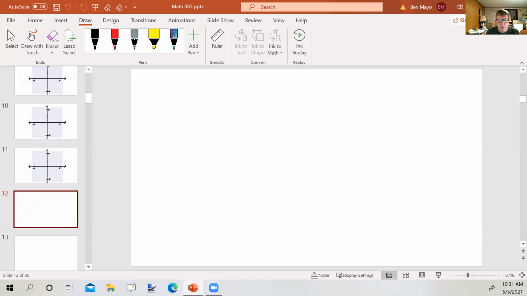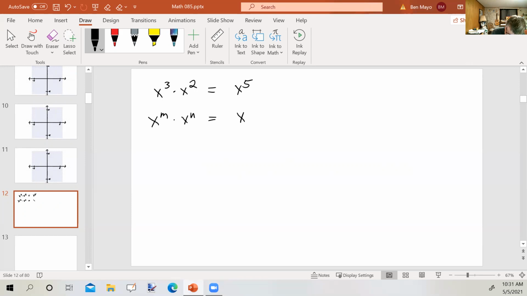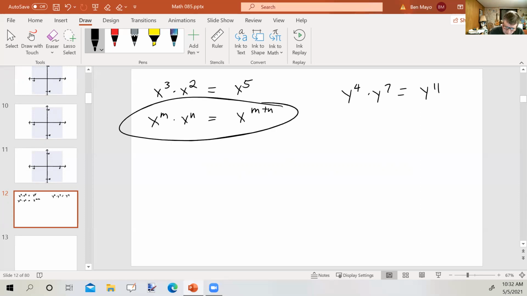Anyway, so let's go through some rules briefly. Let's say we have a situation like x cubed times x squared. So we're multiplying two powers with the same base. The shortcut of doing that is just to add the exponents. So in general, we get a statement like this: x to the m times x to the n equals x to the m plus n. Other examples of this might be y to the 4th power times y to the 7th power equals y to the 11th power. Okay, so we've got this rule.